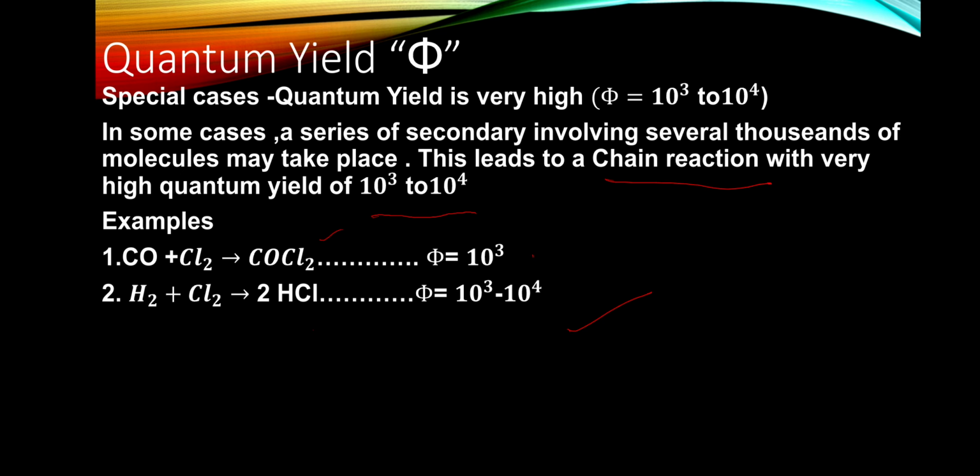So quantum yield is the quantity by which we find the efficiency of the reaction, and it can have a value of 1, less than 1, or greater than 1. Okay, thank you.